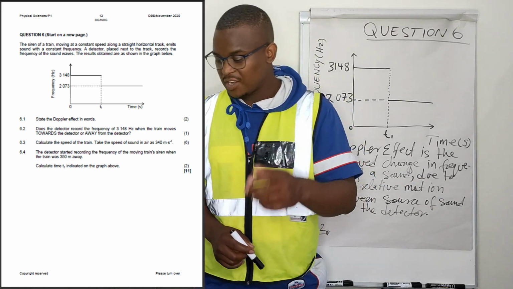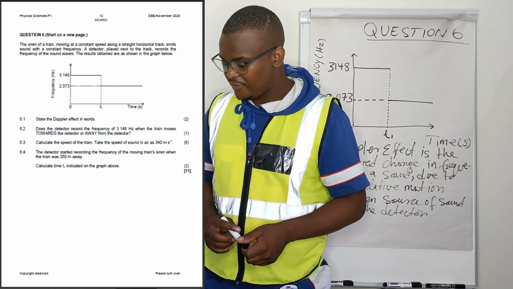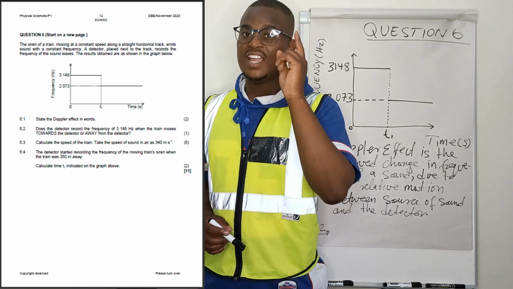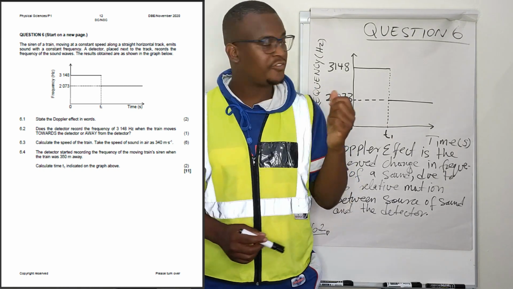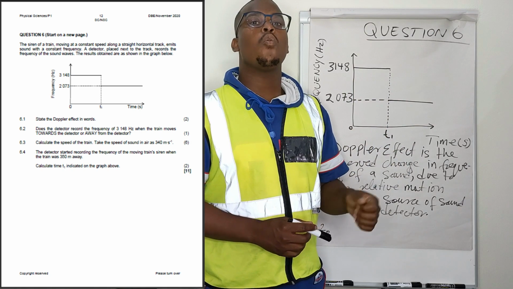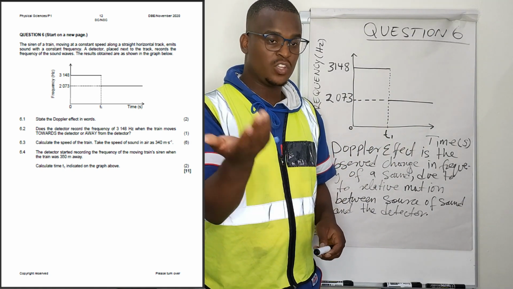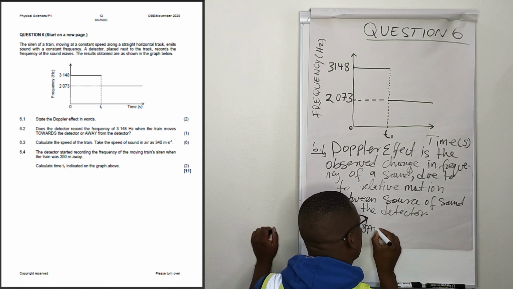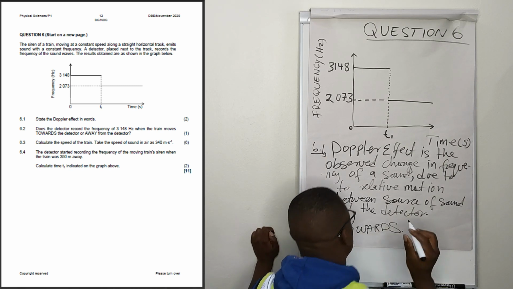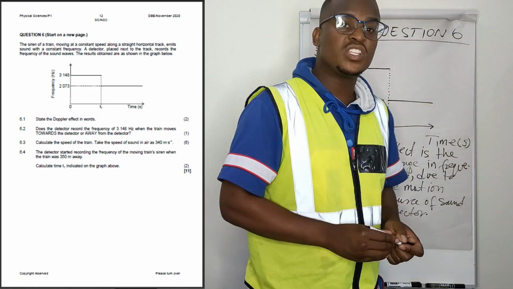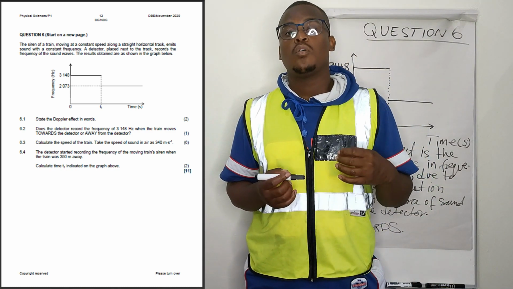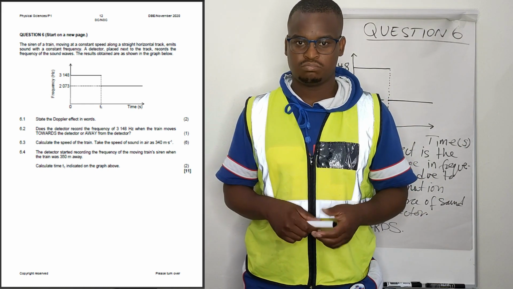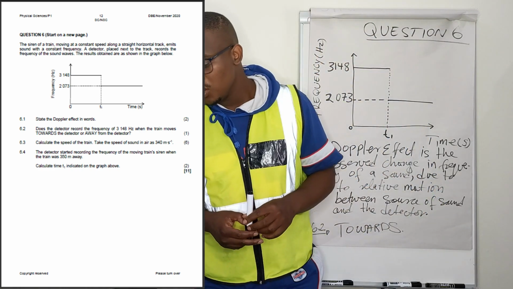So now, read the question again. Does the detector record the higher frequency when the train moves towards the detector or away from the detector? It records this higher frequency, this 3148, when it is moving towards the detector. So in this case, it should be towards the detector. So the higher frequency will be recorded when the train is moving towards the detector. Straightforward.